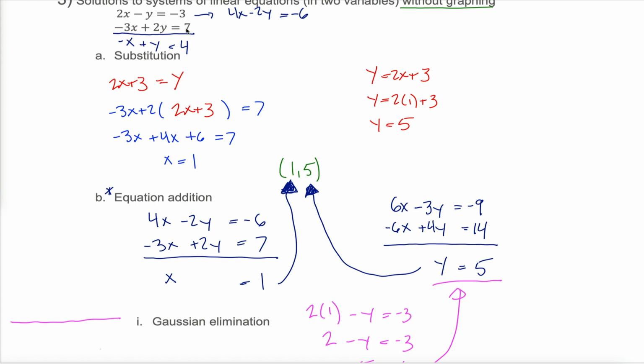Fortunately for me, both my equations are already in that form, but if they weren't, instead of saying 2x minus y equals -3, if it said 2x equals y minus 3, I'd want to subtract y from both sides of the equation to get things in this form.